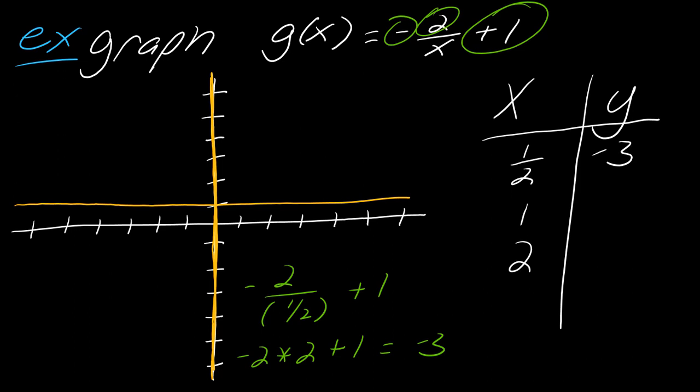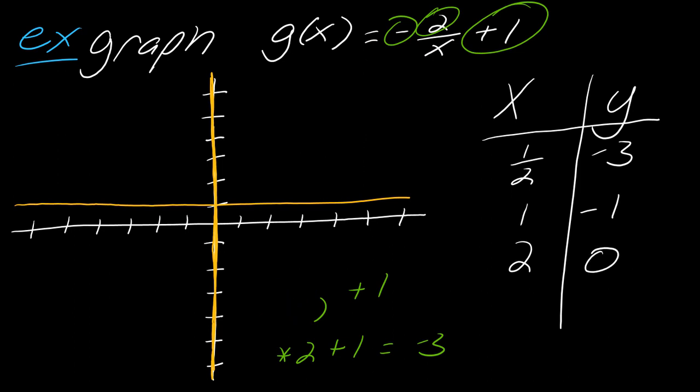Okay, so there's the first one. Next, what happens when I plug 1 in? If I plug 1 into this, I get -2 plus 1, so that's just going to equal -1. And then if I plug 2 into this, so I'm going to have -2 over 2, so this whole thing will become -1 plus 1, so this will just equal 0.